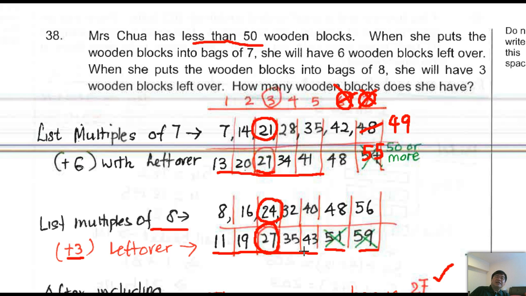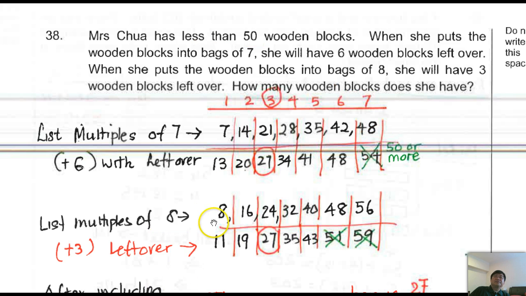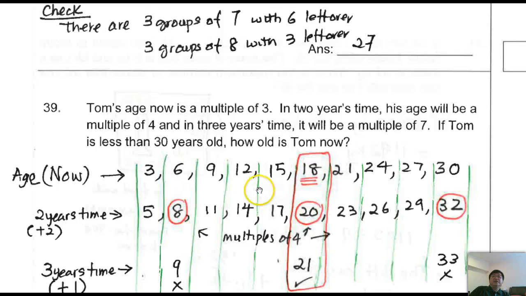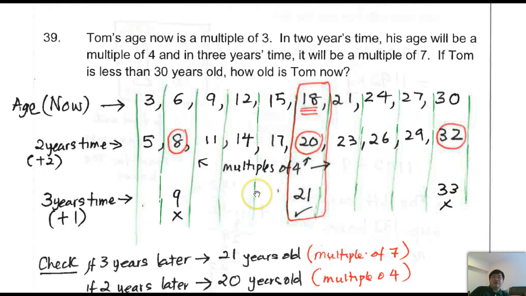Take your time, understudy it, work it out, try to understand yourself. If not, please come to me. Okay, now this is the checking part. So there are 3 groups of 7 with 6 left over, right? 3 times 7 is 21 plus 6 is still 27. 3 groups of 8 with 3 left over. 3 times 8 is 24 plus 3 is still 27. That's how you check.